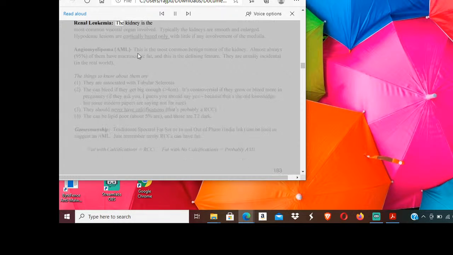Renal leukemia: the kidney is the most common visceral organ involved. Typically the kidneys are smooth and enlarged. Hypodense lesions are cortically based only, with little if any involvement of the medulla.